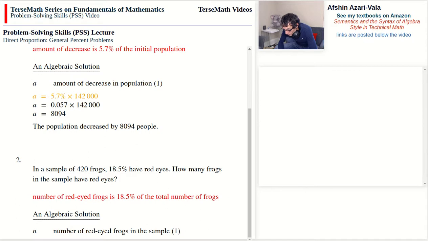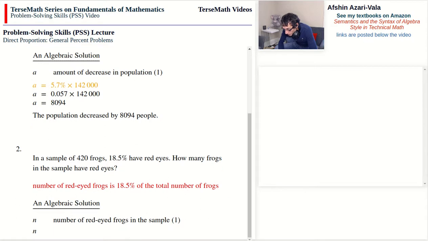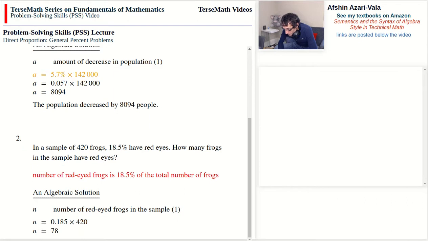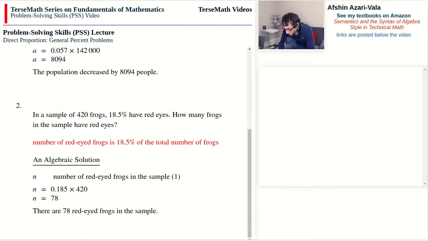n being the number of red-eyed frogs in the sample, unit 1. n becomes equal to 18.5%, but converted to a decimal, 18.5% of the total number of frogs. And it comes to 78. So there are 78 red-eyed frogs in the sample.